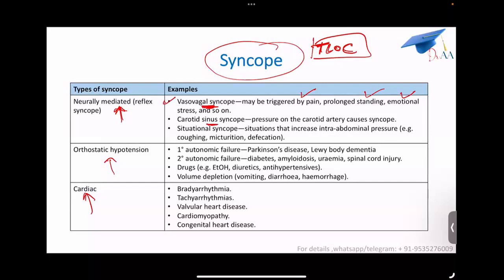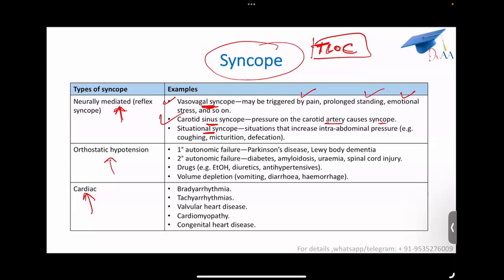Carotid sinus syncope. Pressure on the carotid arteries can cause a syncope. Someone choking you can cause a syncope because of the carotid sinus, because the carotid arteries get compressed there. It might be a situational syncope. Someone who is coughing a lot, continuously coughing, can suddenly have a syncope.